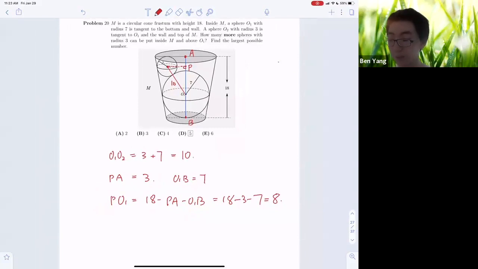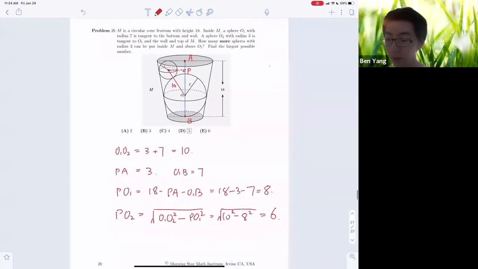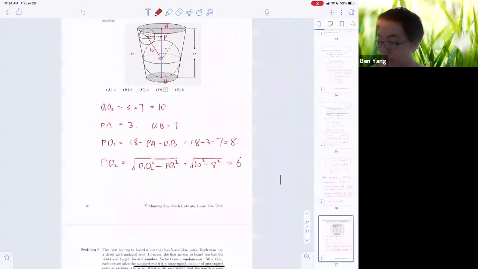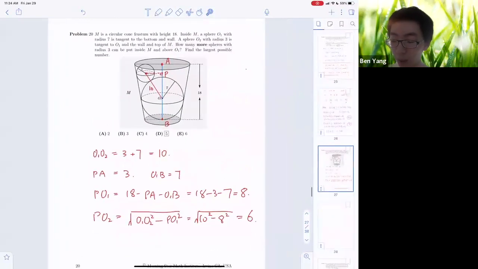Now we have the Pythagorean theorem. So PO2 is equal to the square root of O1O2 squared minus PO1 squared, which is equal to the square root of 10 squared minus 8 squared, and that's equal to 6. Okay, so let's see. We know that the distance from O2 to P is equal to 6.